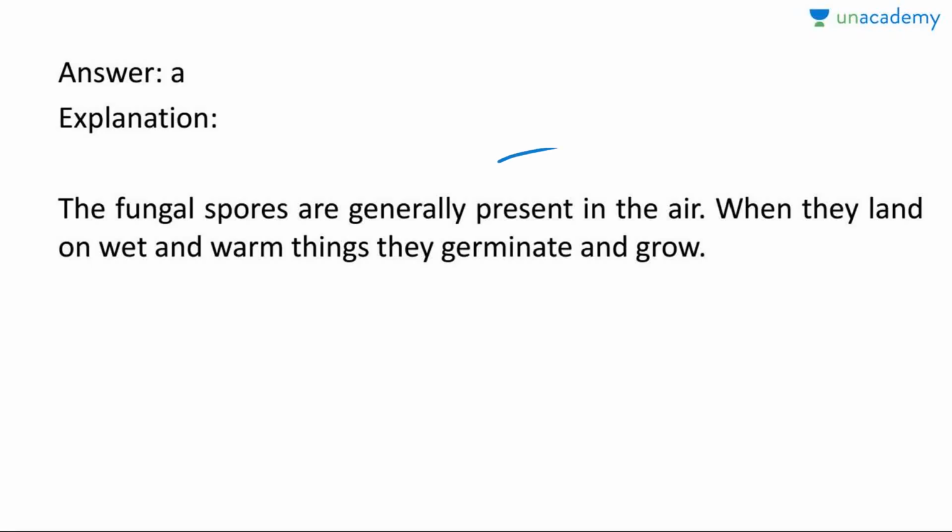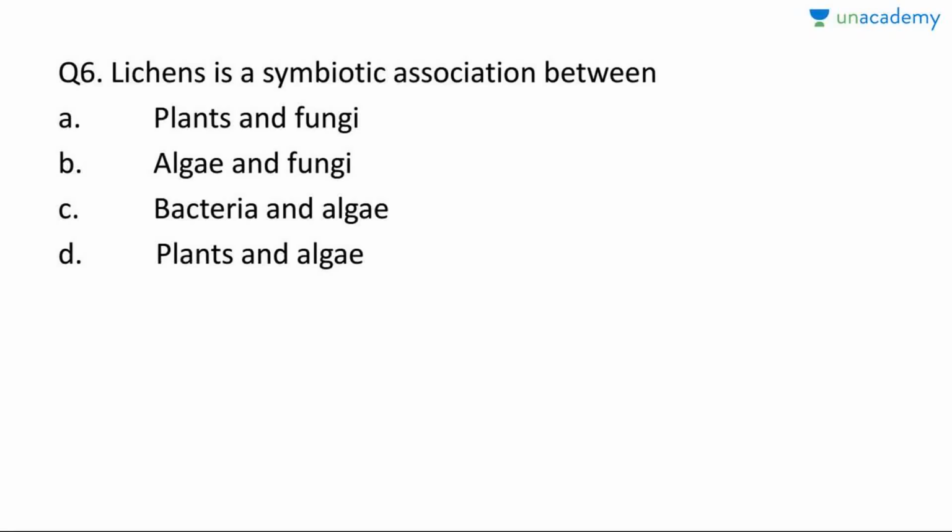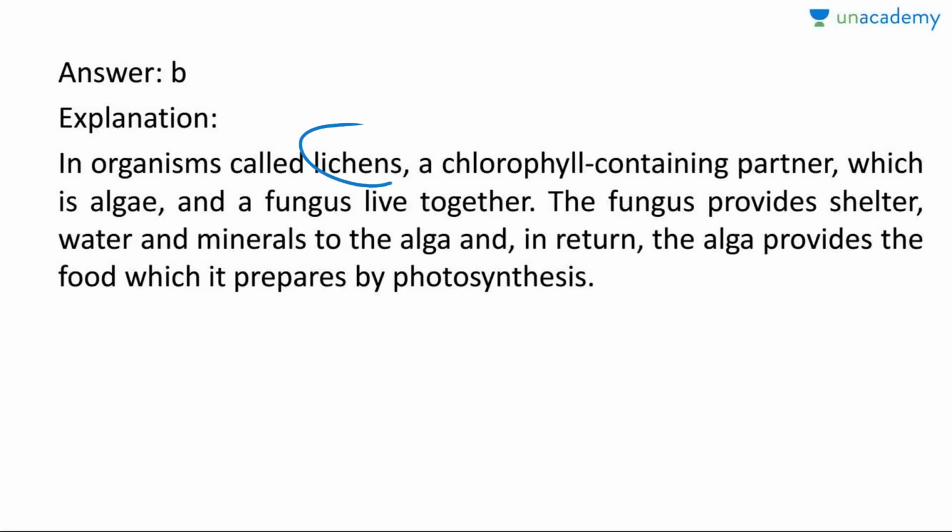Fungal spores are generally present in the air, and when they land on wet and warm things they germinate and grow. Question number 6: lichens is a symbiotic association. Typical question asked very frequently. The answer here is algae and fungi. Algae produce food, fungi provide shelter. In organisms called lichens, a chlorophyll containing partner, which is algae, and a fungus live together. The fungus provides the shelter, water and minerals to the alga, and the alga provides the food which it makes by photosynthesis, because without food nothing can survive, right?